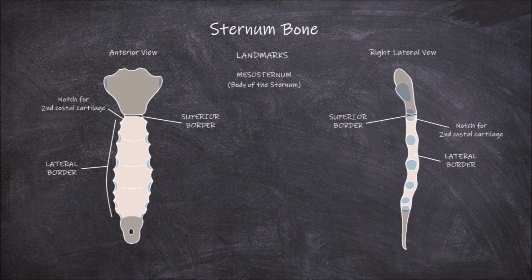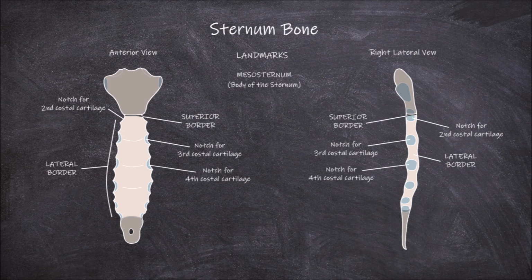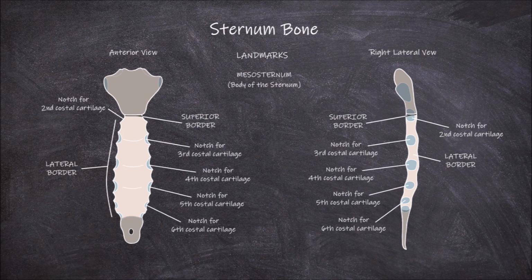Superiorly is a small notch for articulation with the second costal cartilage. Inferior to this are four costal notches for articulation with the third, fourth, fifth, and sixth costal cartilages. A final inferior notch that carries on into the xiphoid process is for articulation with the seventh costal cartilage. The inferior end of the mesosternum is narrowed and is continuous with the xiphoid process part of the sternum.